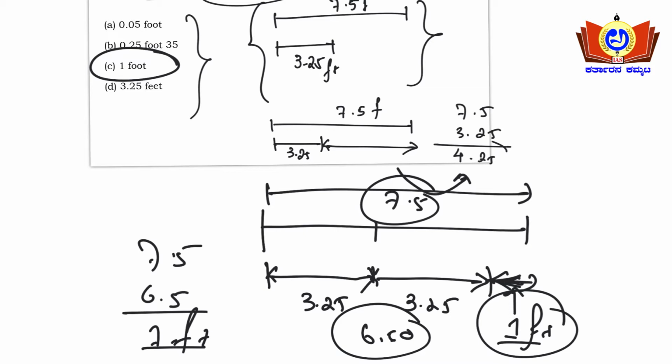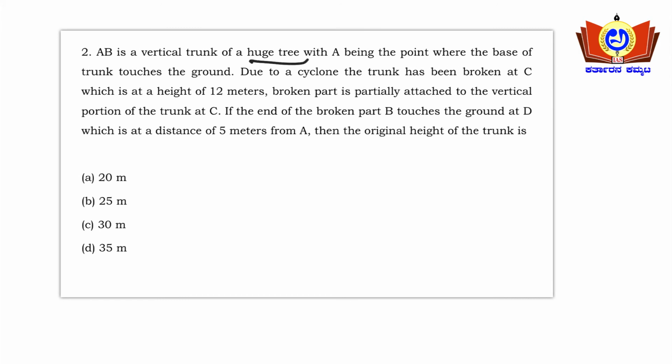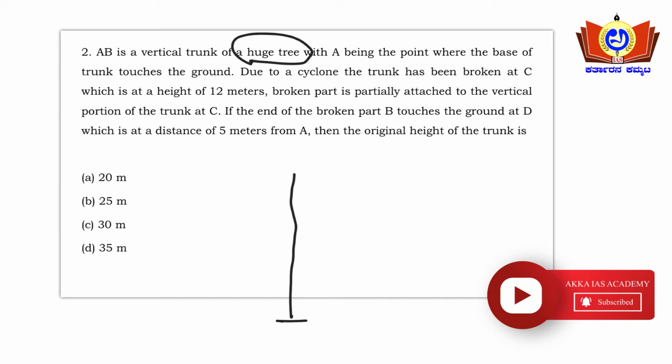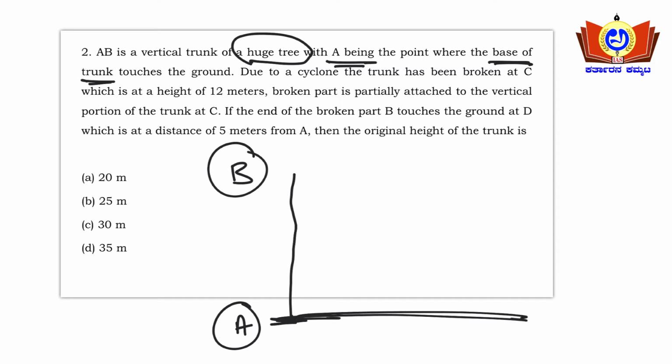Moving on to the next question. AB is a vertical trunk of a huge tree. Just imagine this is a tree here. A and B is the huge trunk of a vertical tree, with A being the point where the base of the trunk touches the ground. Due to a cyclone the trunk has been broken at C.